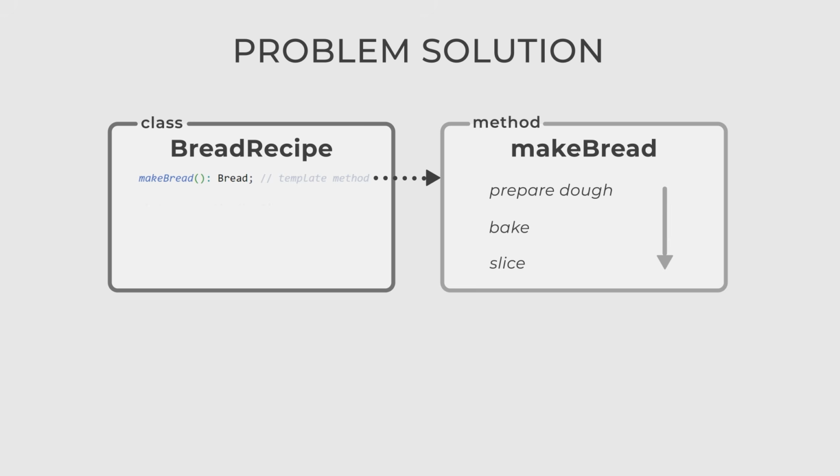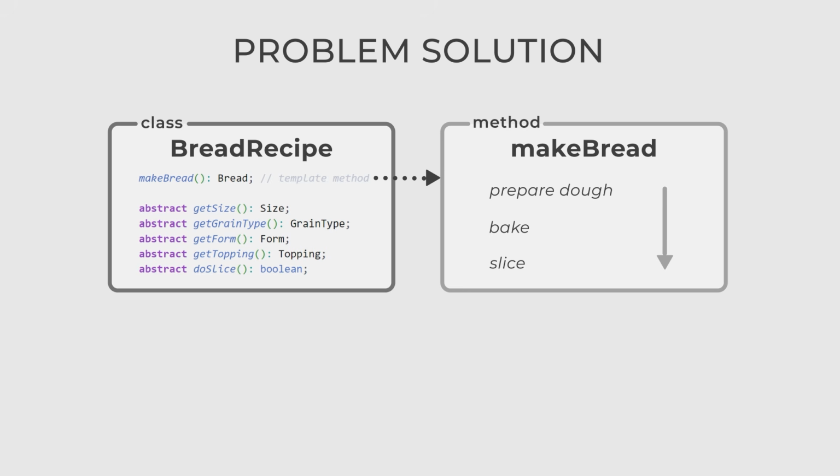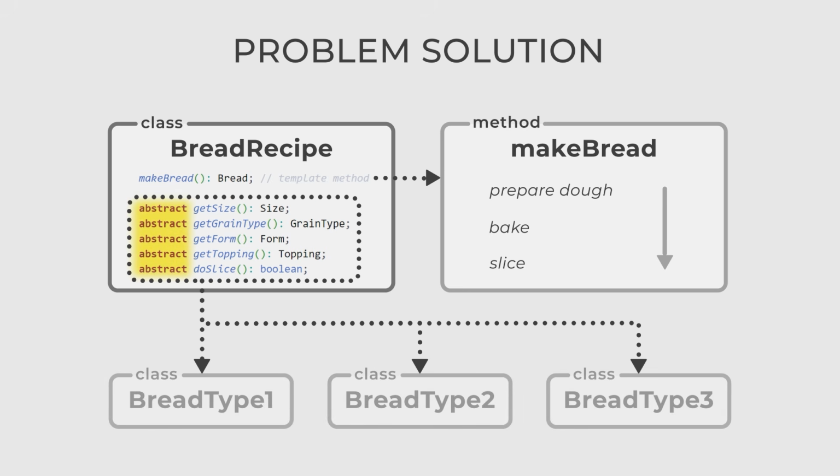In this case, these are getSize, getGrainType, getForm, getTopping, doSlice. However, the bread recipe class does not provide the implementation for these details. Instead, it declares these step methods abstract, meaning the subclasses will need to provide their implementation of these methods.